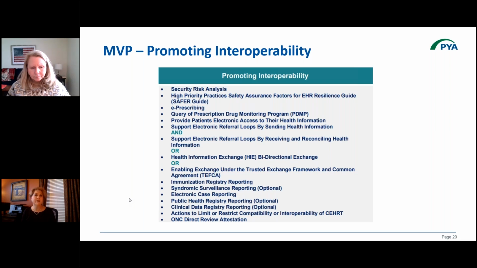Just highlighting here the specific categories for the promoting interoperability that fall into that base layer. It ties very closely to the regular traditional MIPS PI promoting interoperability category. So no big surprises here, but I just wanted to blow it up a little bit so you could see the specifics.